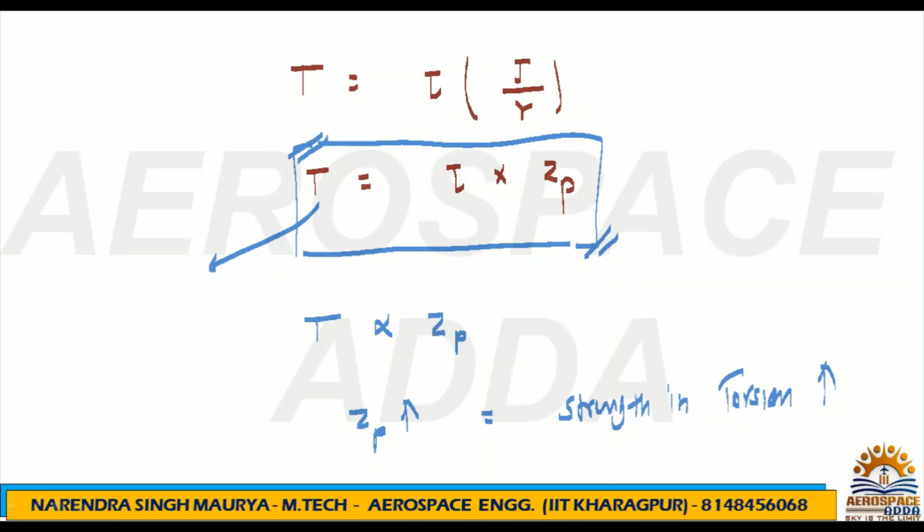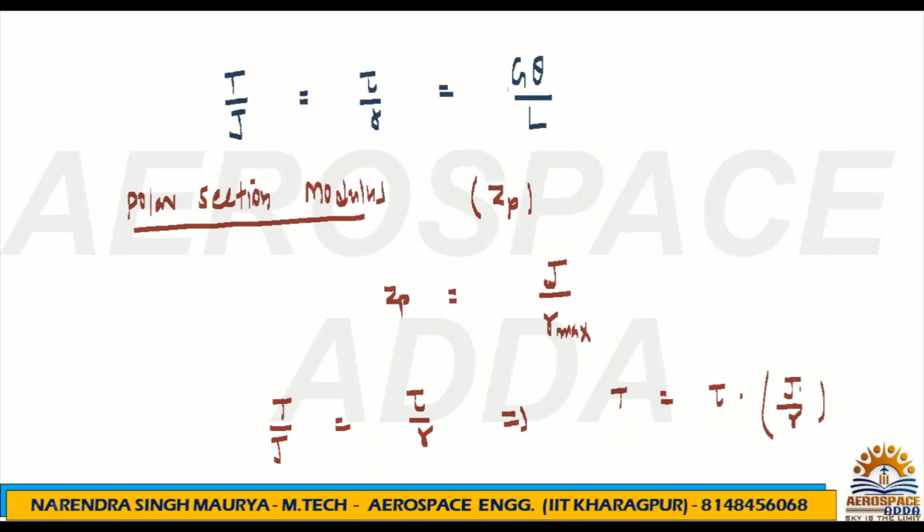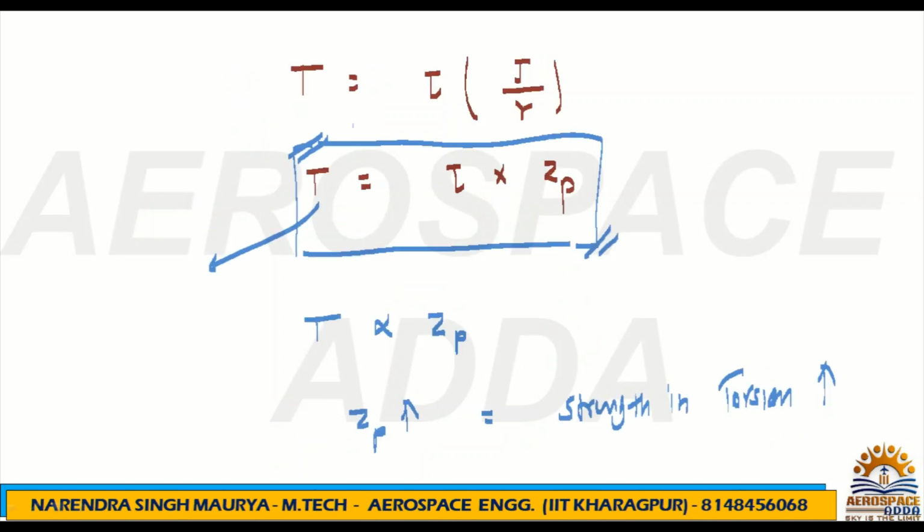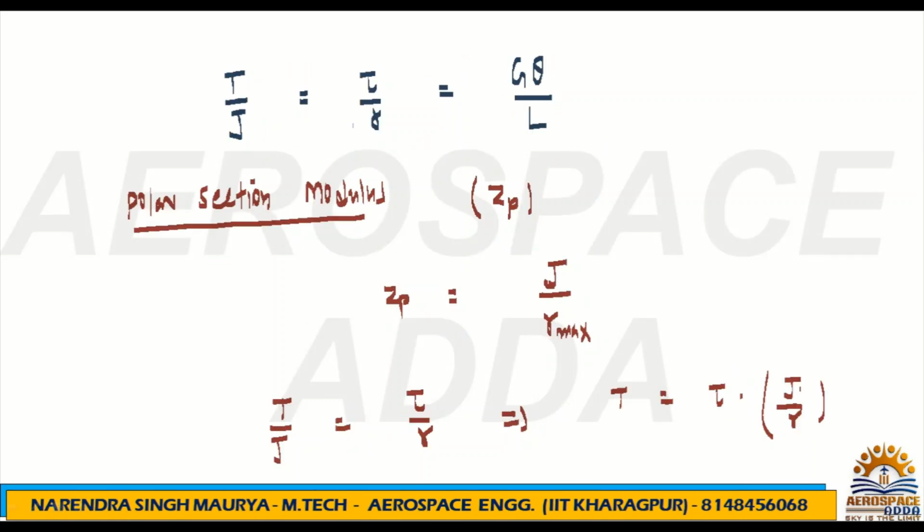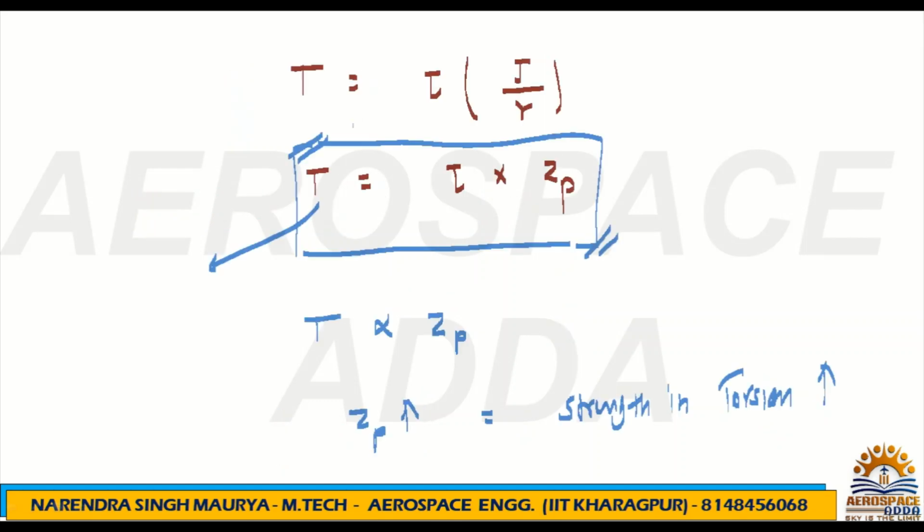First point. Second point, what is the meaning of the another term which is here in the formula, this G theta? That is also very important. J also we can write. I will show you this formula. Each and every point whatever I am writing here, you just listen carefully, so you will understand. I told you, if ZP, which is nothing but polar section modulus, is increasing, then T, which is torsion, or you can say strength in torsion, will be increasing, because T is directly proportional to ZP, right, for constant shear stress.